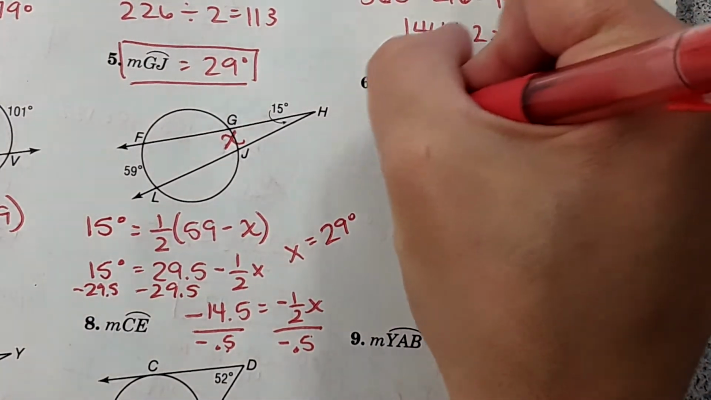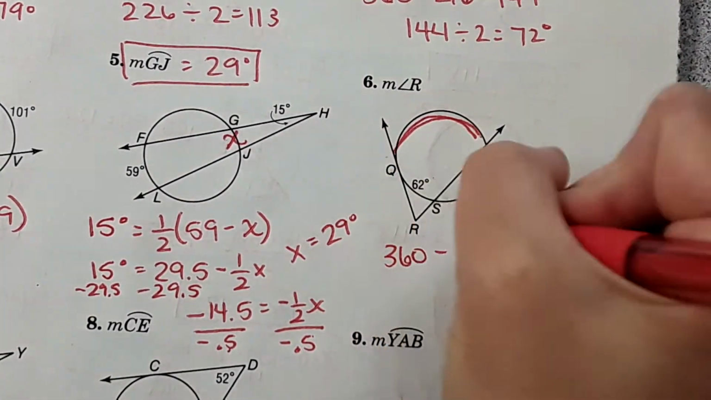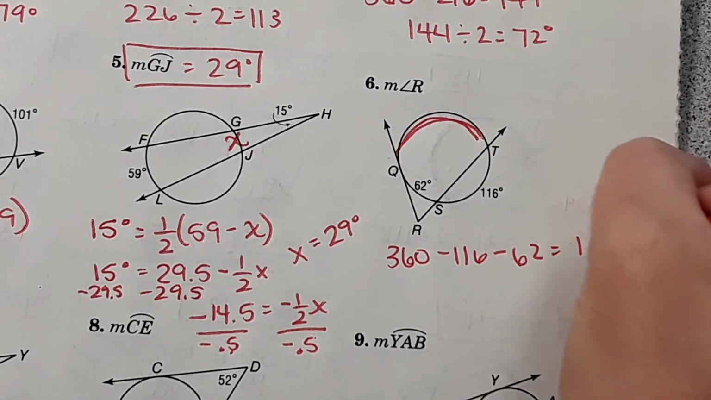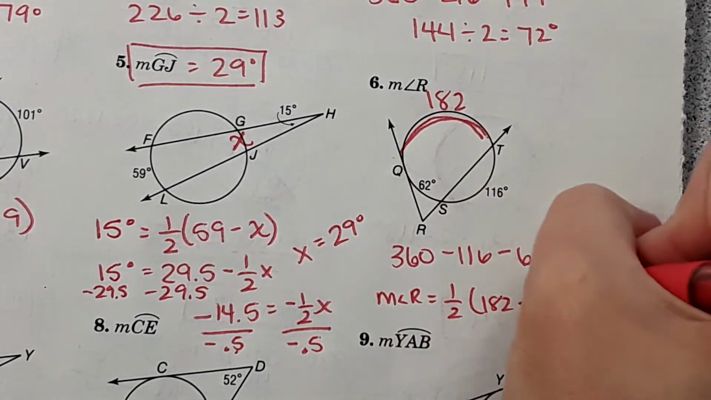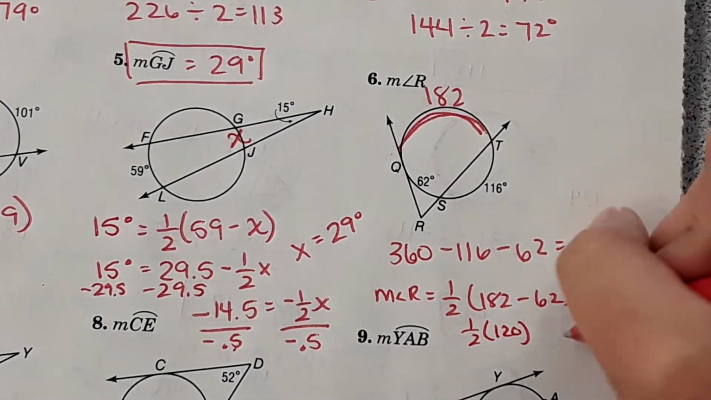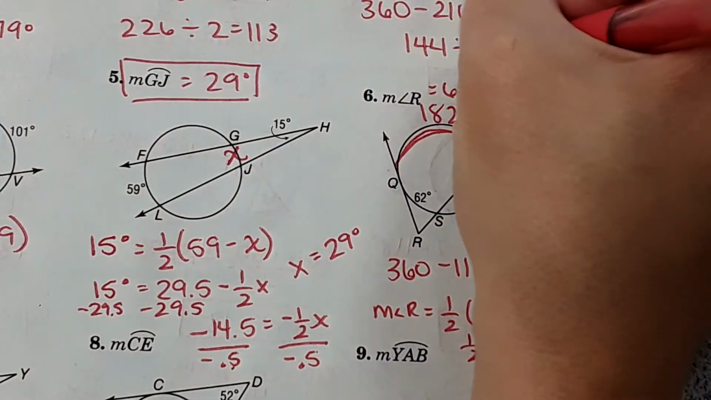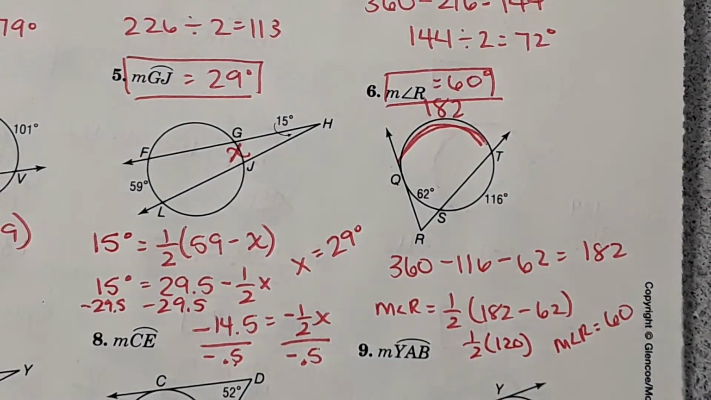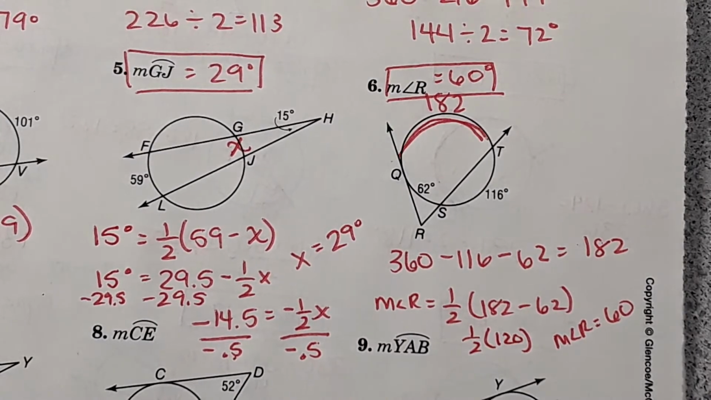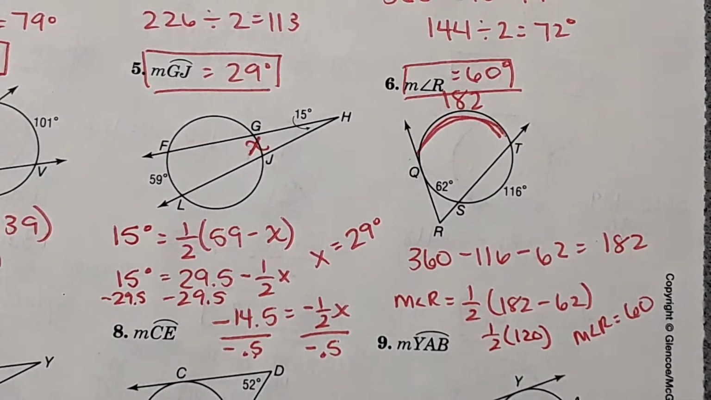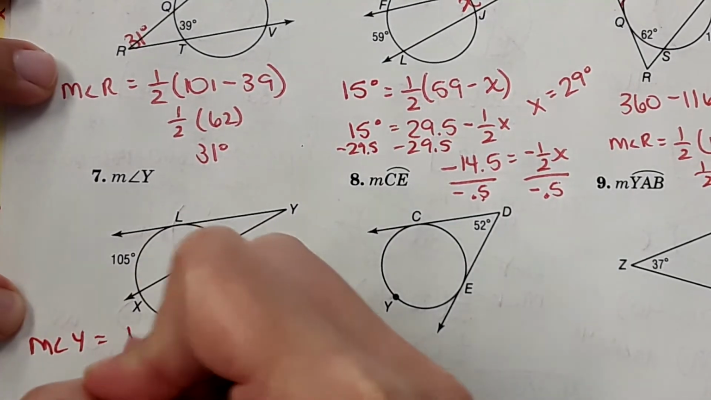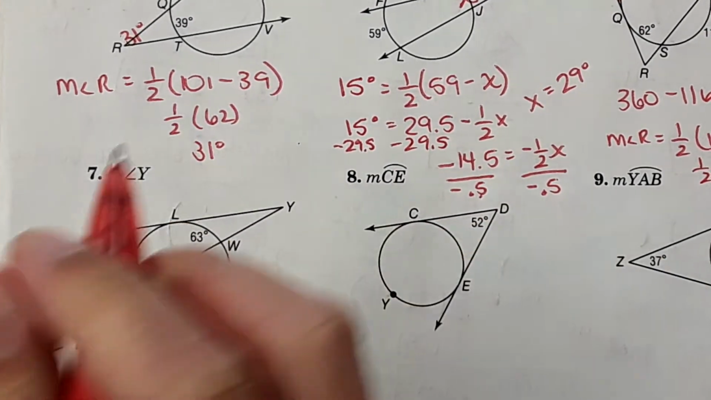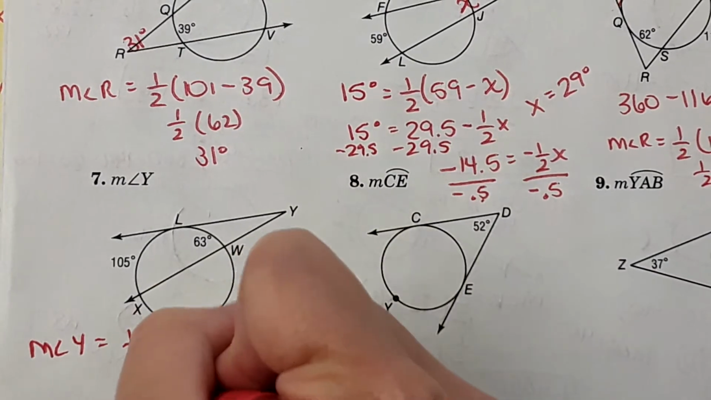Number 6, we have to find this arc measure so that way we can subtract them. So 360 minus 116 minus 62 equals 182. Then measure of angle R is 1/2 times 182 minus 62. Number 7. So here, same thing. Measure angle y equals 1/2 times 105 minus 63. 1/2 of 42, which is 21 degrees.